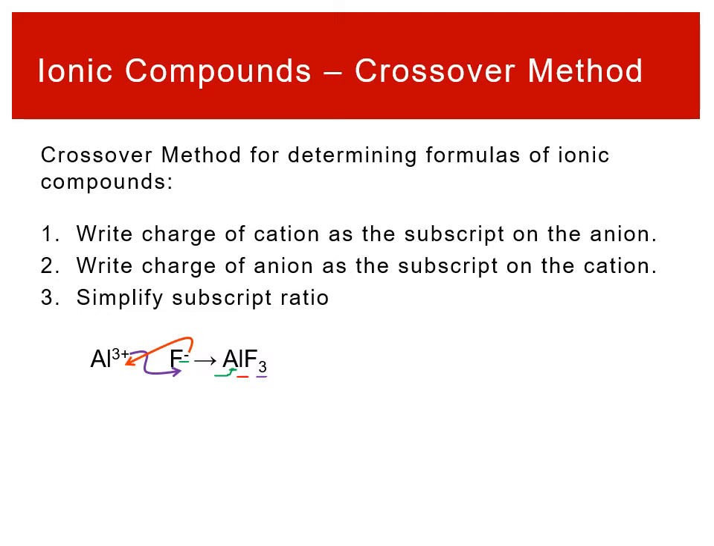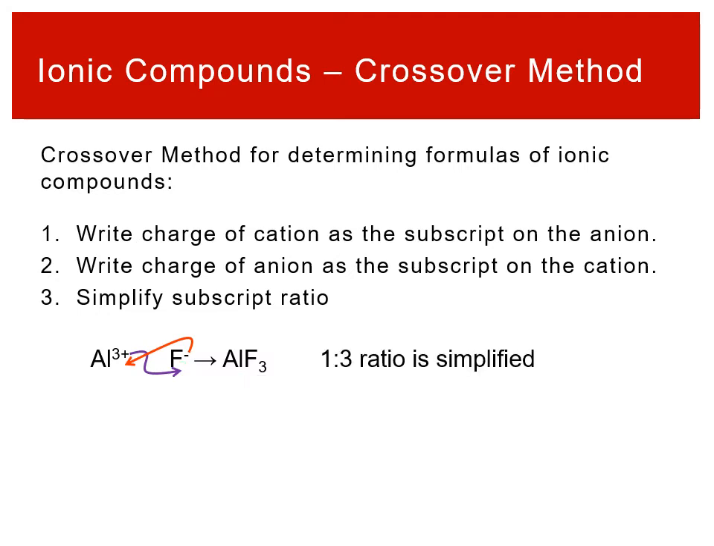Basically what we're reflecting is that things that have a large charge, like the aluminum here, with a large 3 charge, means we're going to need more of the other ion, because we're going to need more to balance out the large charge of the aluminum. So we're going to need more fluorines. That's the motivation for doing this crossover, for moving those charges as subscripts onto the other atom. So that's step 1 and step 2. You do them at the same time.